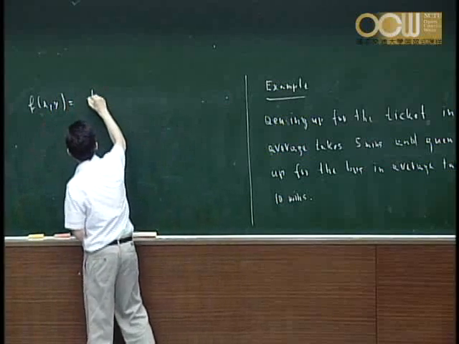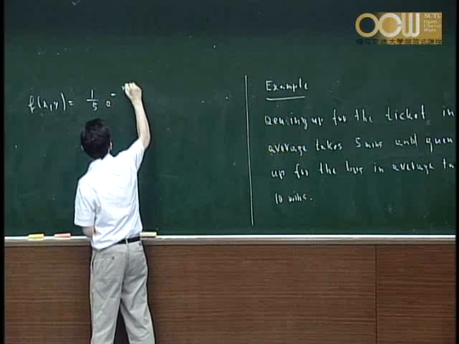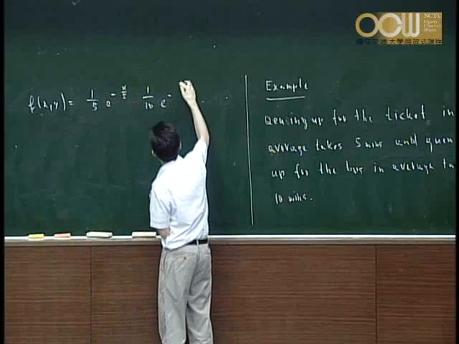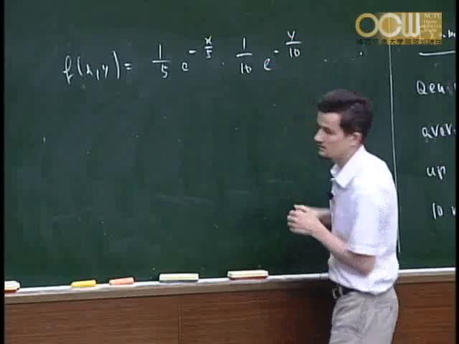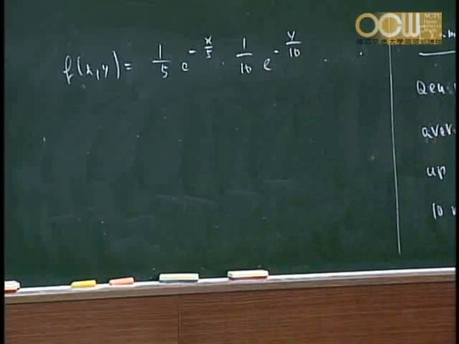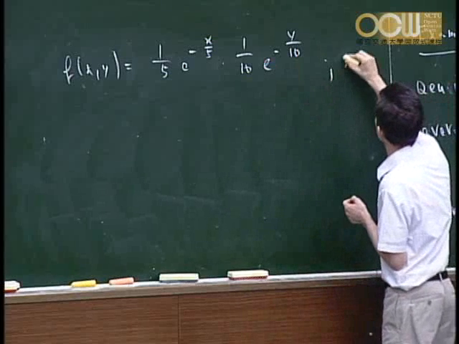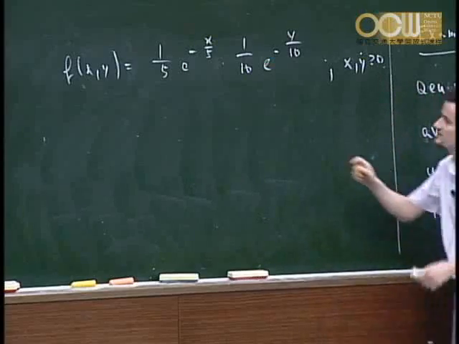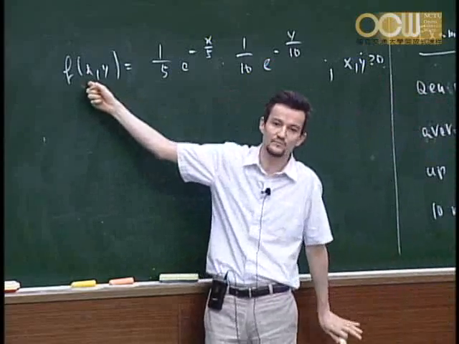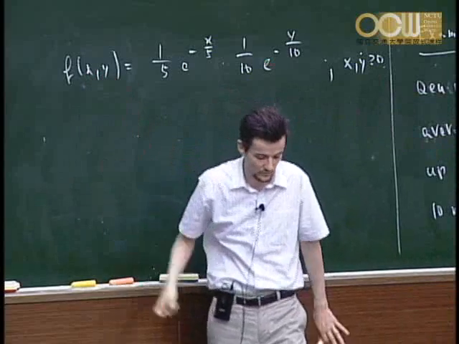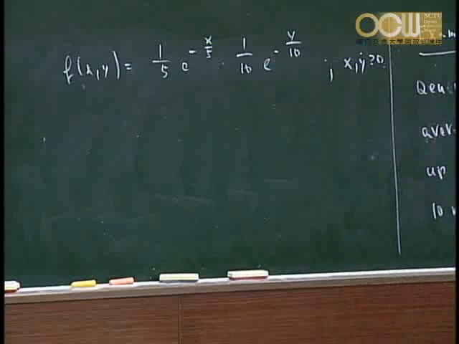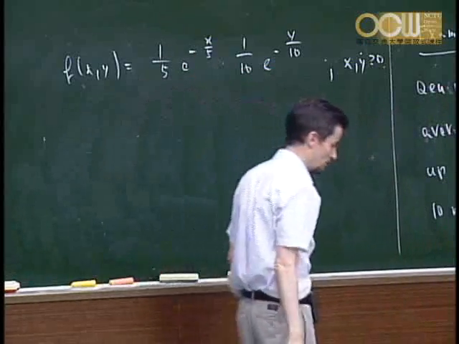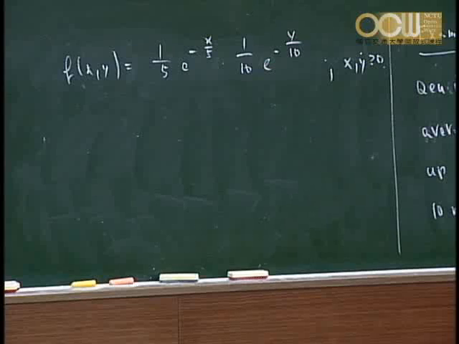So 1 over 5 e to the minus x over 5 times 1 over 10 e to the minus y over 10. This is the function which we normally use. Here x and y are larger or equal than 0. This x describes the waiting time for the ticket, and this describes the waiting time for the bus. And this can be used in order to understand how long you have to wait.